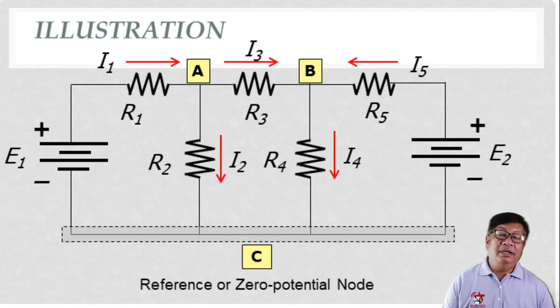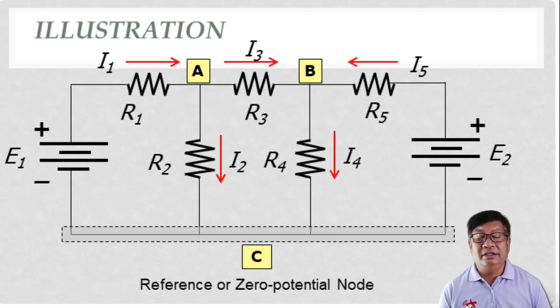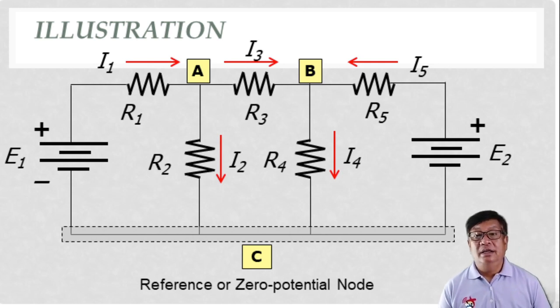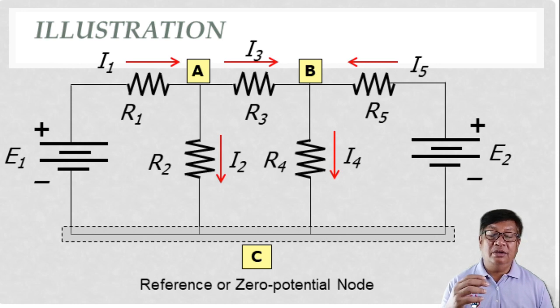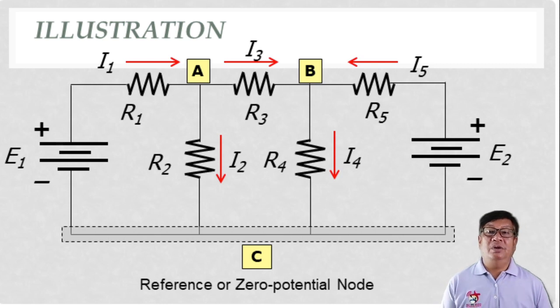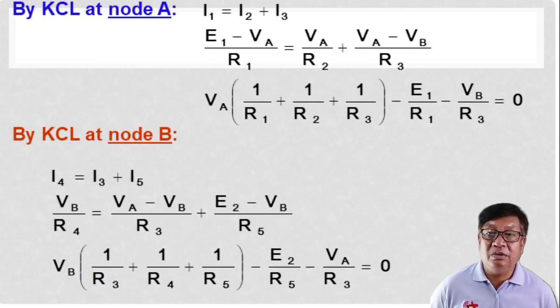What will happen here in our node B? We also have two currents entering node B, that is I sub 3 and I sub 5. And then consider I sub 4 going downward, which has only one direction, downward. So two currents go to node B, and only one leaves node B. That is why we have I sub 4 equal to I sub 3 plus I sub 5. So we have this equation here.